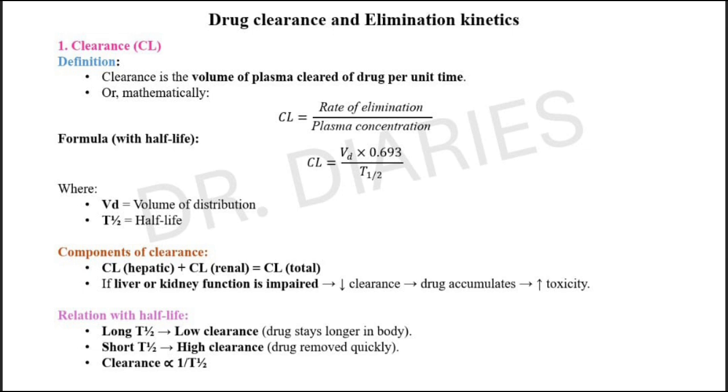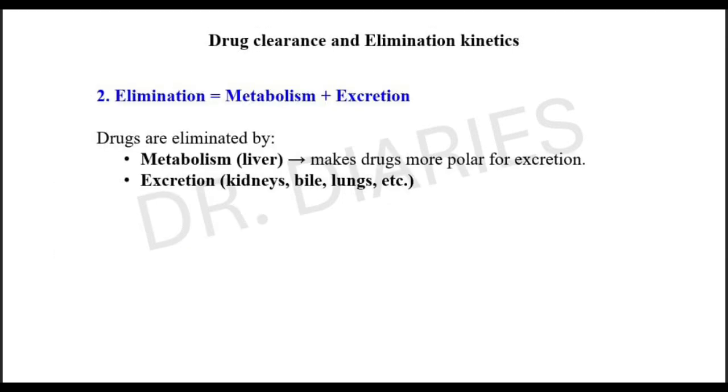Relation with half-life: long T1/2, low clearance, the drug stays longer in the body. Short T1/2, high clearance, the drug is removed quickly. Clearance is proportional to 1/T1/2. Elimination equals metabolism plus excretion. Drugs are eliminated by metabolism: the liver makes drugs more polar for excretion. Excretion occurs via kidneys, bile, lungs, etc.